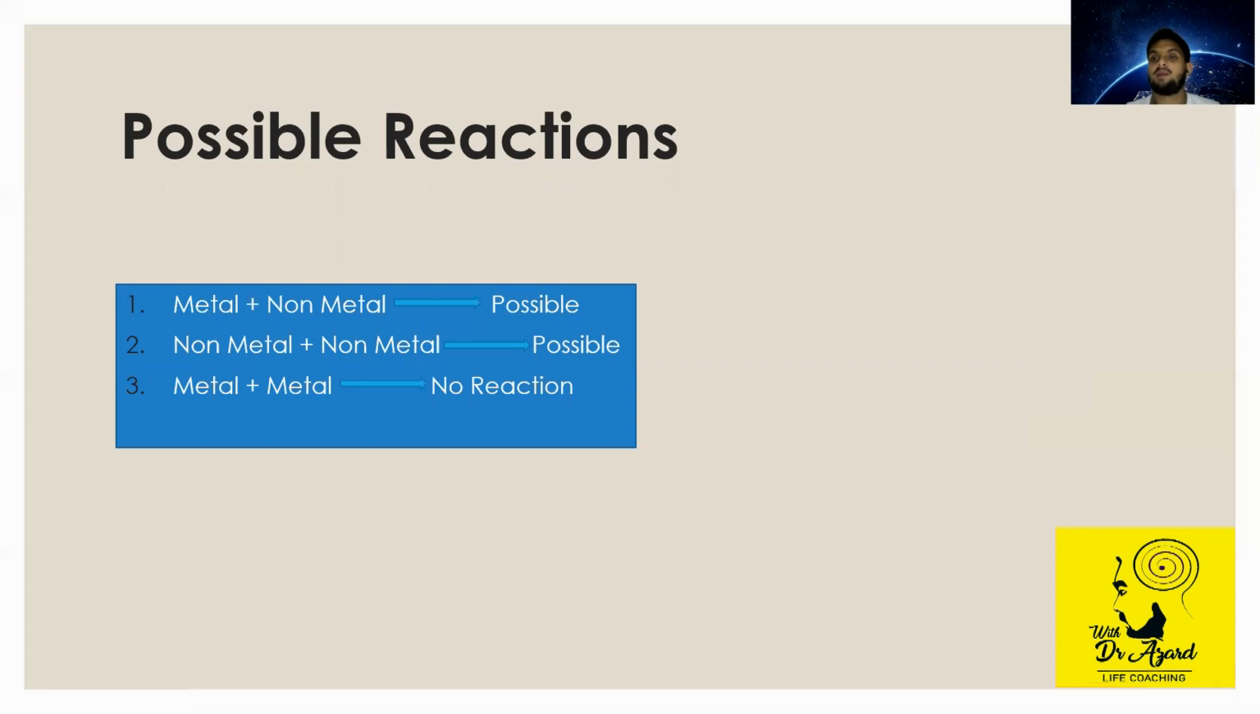The thing you need to keep in mind is there can be reactions between metals and non-metals. There can be reactions between non-metals and non-metals, but metals and metals do not possess any reaction. All right, simple as that. So keep this in mind, and keep in mind which groups contain metals and which groups contain non-metals. This is very important because questions will be given based on the elements in the periodic table.